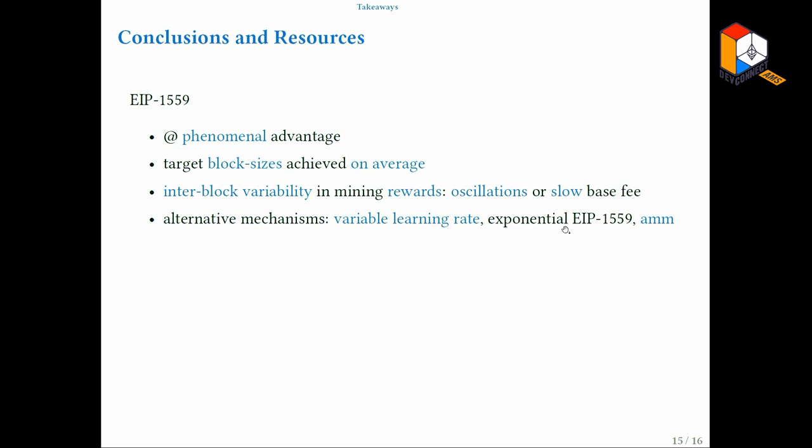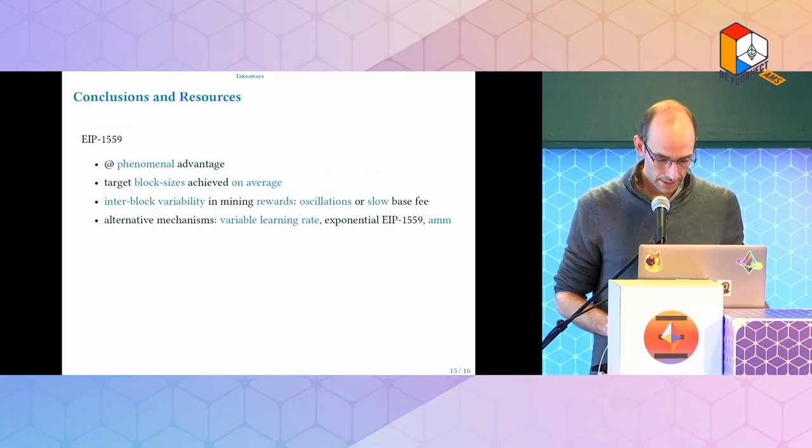Also variations of EIP-1559 or the automated market maker mechanism are quite interesting right now. We are also producing results in these directions, which will be available soon.